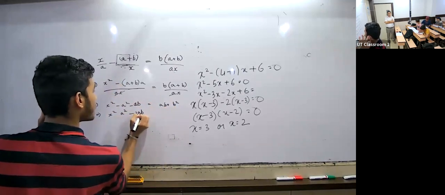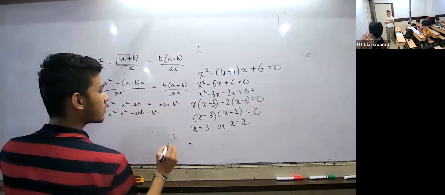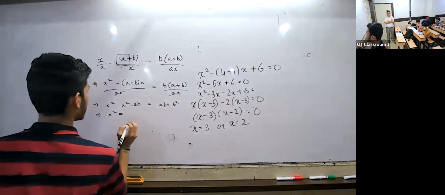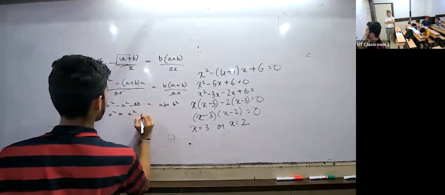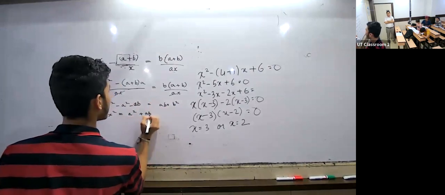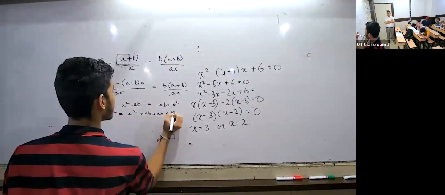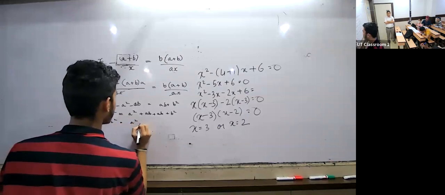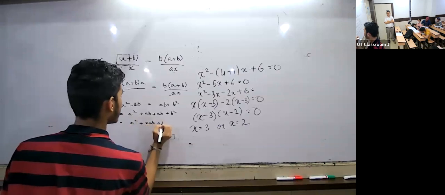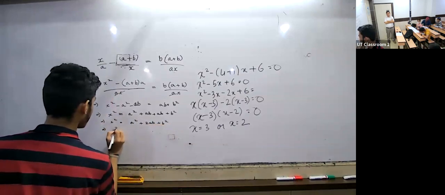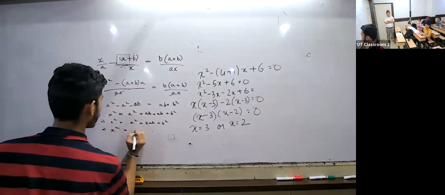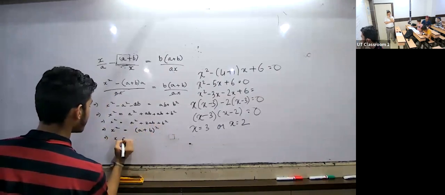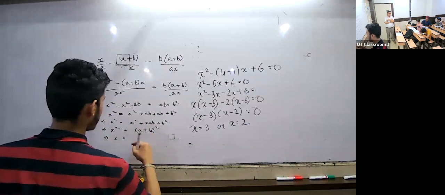Do one thing. Bring everything to the left side. From that, x square is equal to a square plus a b plus a b plus b square. Shift all a square. X equal to a plus b. X equal to plus or minus a plus b.